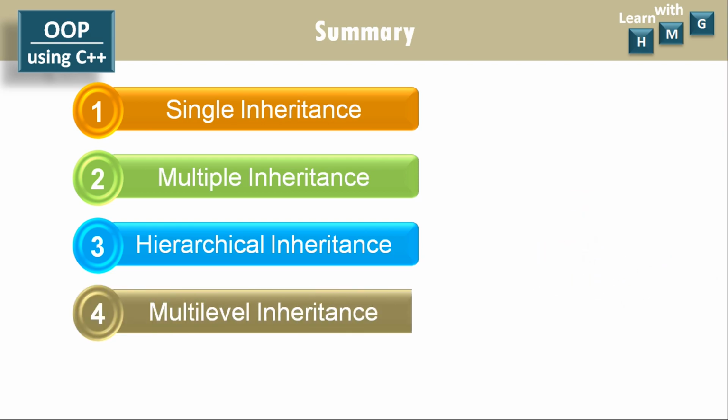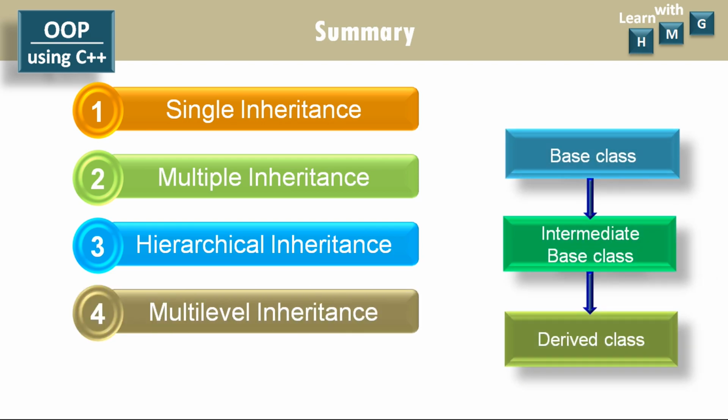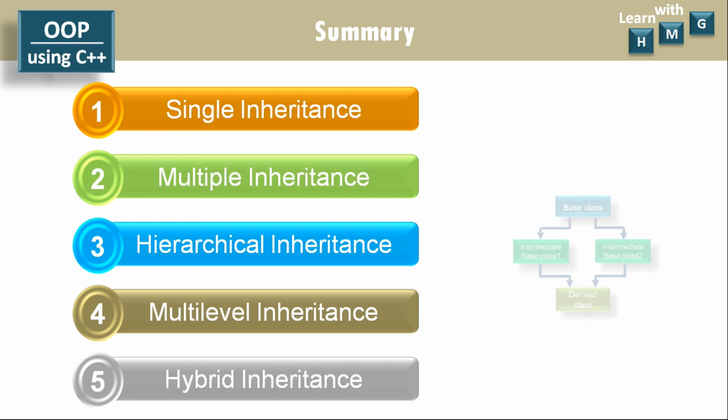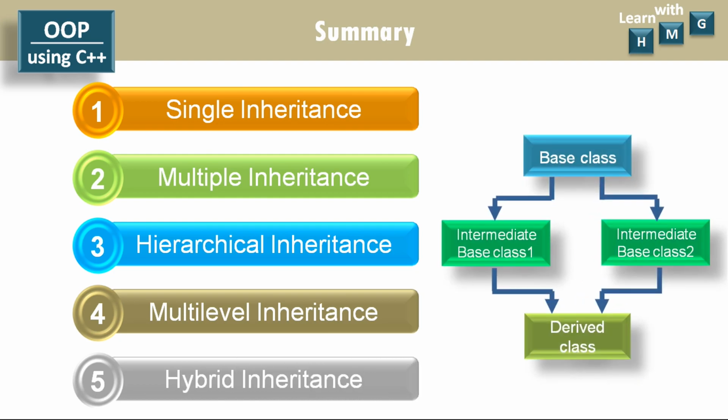Type number 4 is multi-level inheritance, in which there are multiple levels. Here the base class, then intermediate base class and derived class. So there are 2 levels, and these levels can be extended further. And the last type of inheritance is hybrid inheritance, which is the combination of hierarchical inheritance, multiple inheritance and multi-level inheritance. Let us hope you understood the concept of inheritance and various types of inheritance.